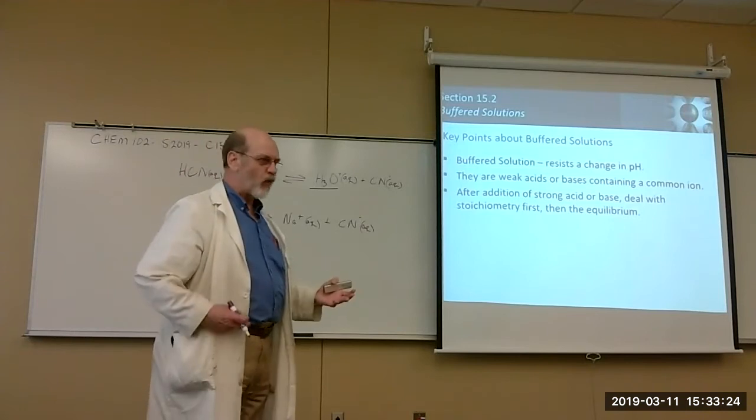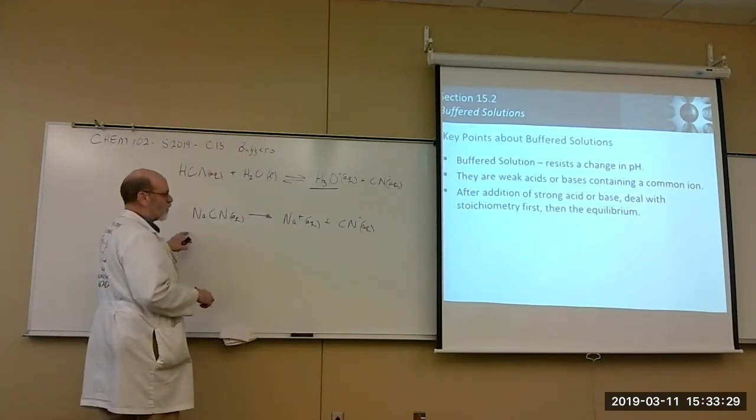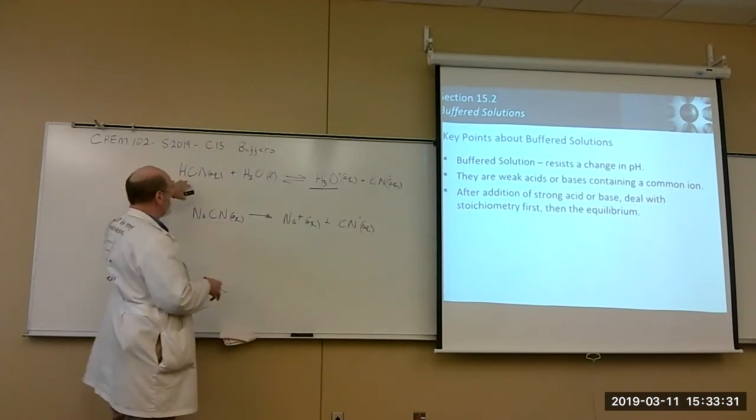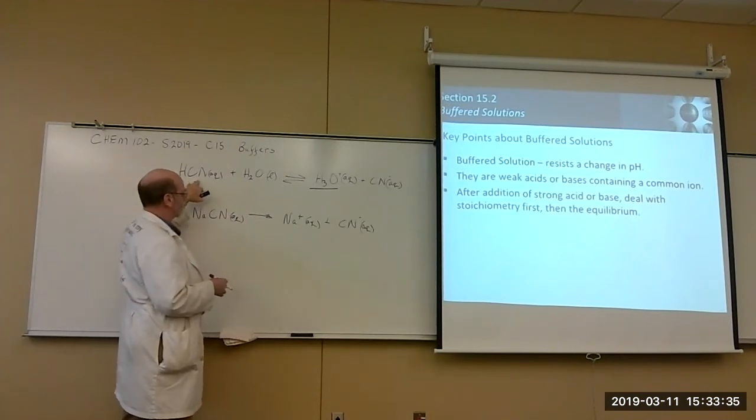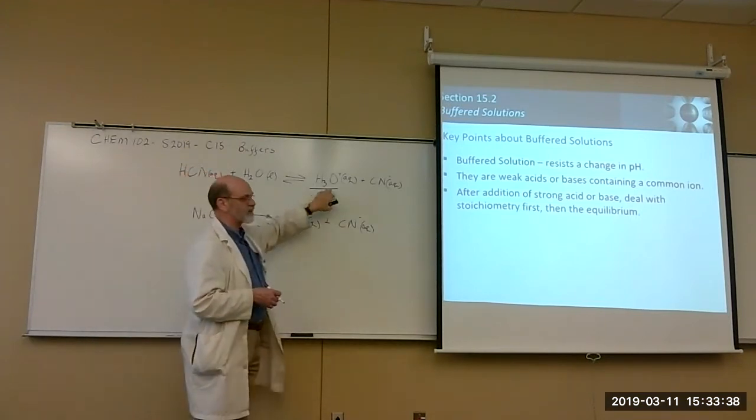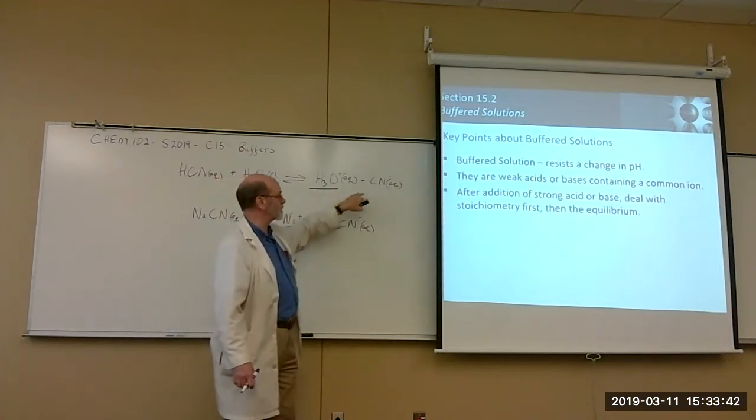Now, why do they need to be weak? They need to be weak acids. Well, this is a good example of a weak acid. So what happens with this weak acid when we put it in water? It makes a little bit of this, but not much. In other words, it produces a strong base.